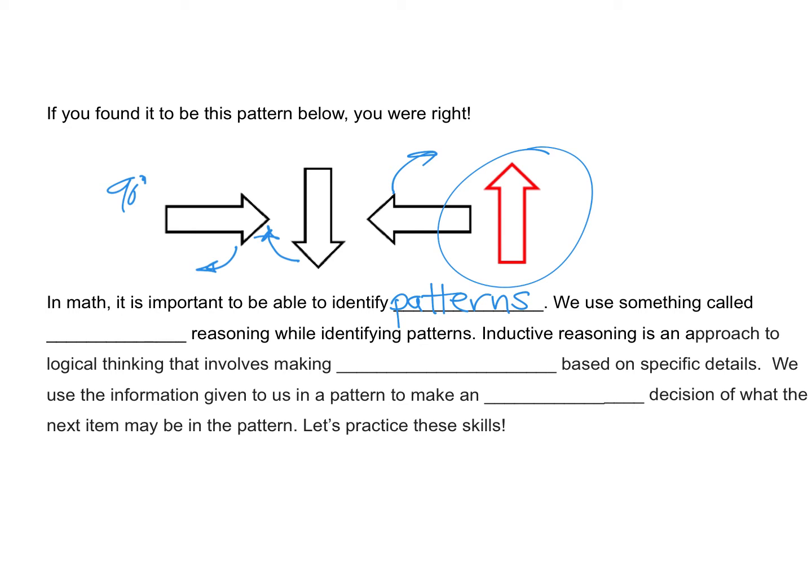Now in this part, we're going to use something called inductive reasoning while identifying patterns. Inductive reasoning is an approach to logical thinking that involves making conjectures based on specific details. And so we use the information given to us in a pattern to make basically an educated decision of what the next item may be in the pattern. So let's practice these skills.